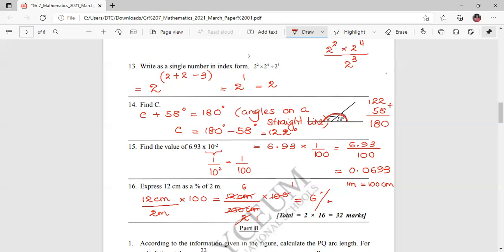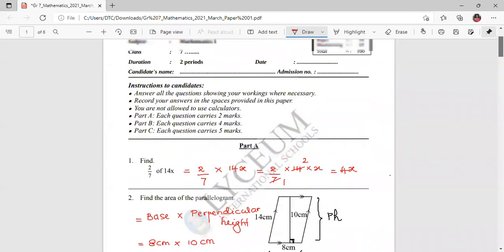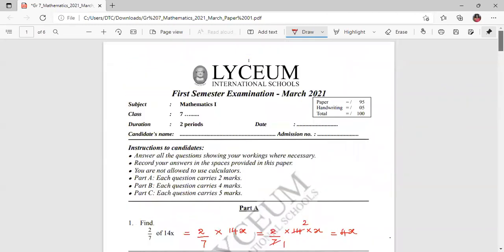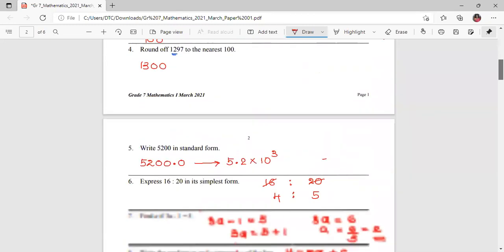Or else, in other words, if you have 2 meter length and you are taking 12 centimeters, then that portion you took out will be 6% of the total length, or the 2 meters, right? So this is all about part A, March 2021, first semester examination. Then paper 1, part A we discuss, right?